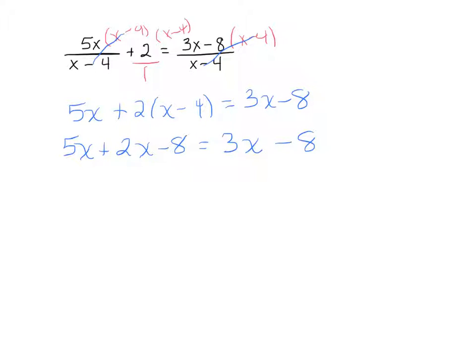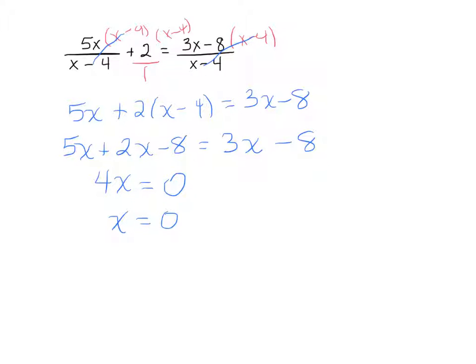I'm going to move the x's to one side and the numbers to the other. So I have 5x plus 2x minus 3x, which is 4x. And then I'm going to add 8 to both sides, so I have negative 8 plus 8, which is 0, which means that x equals 0. Right. That's what I got.